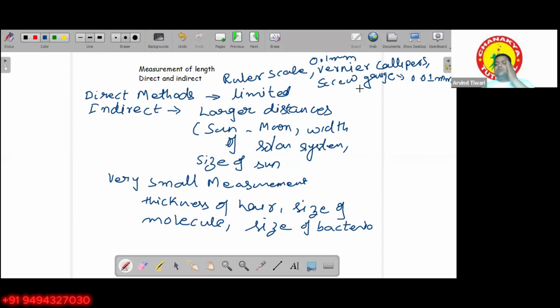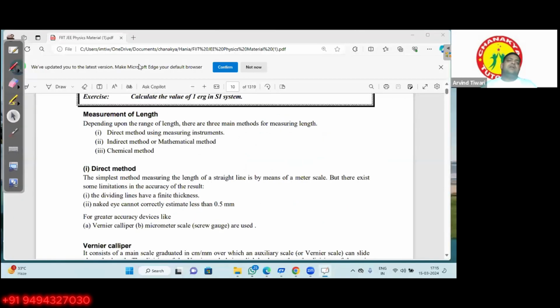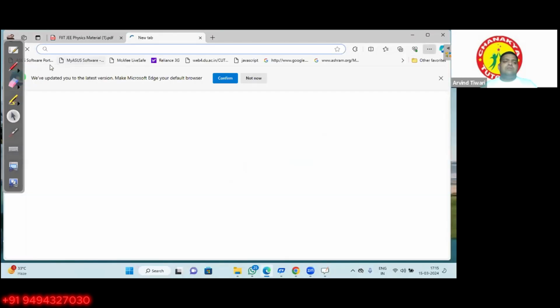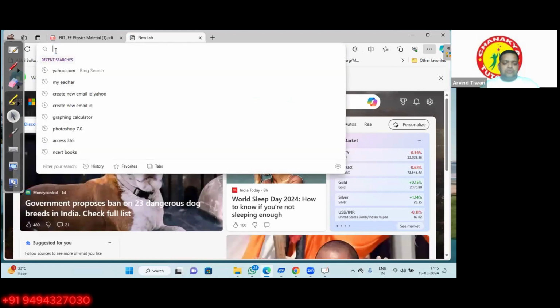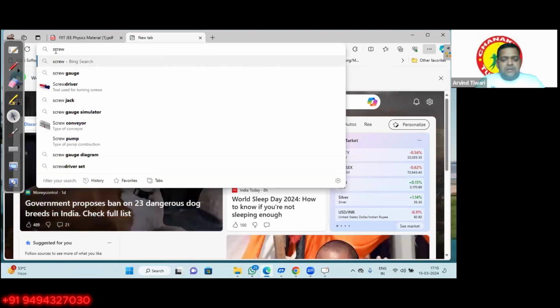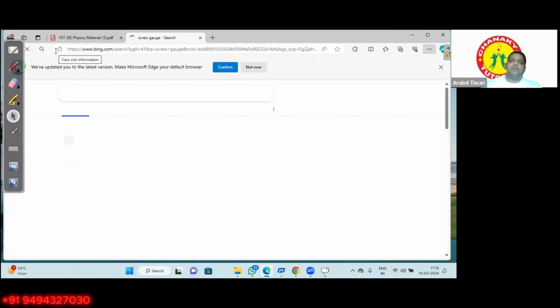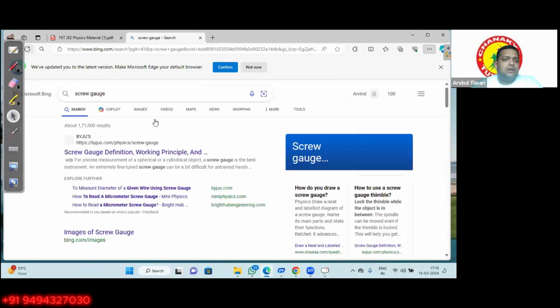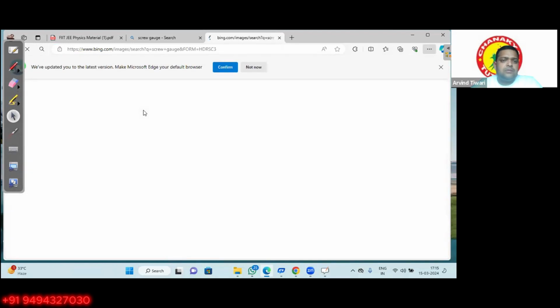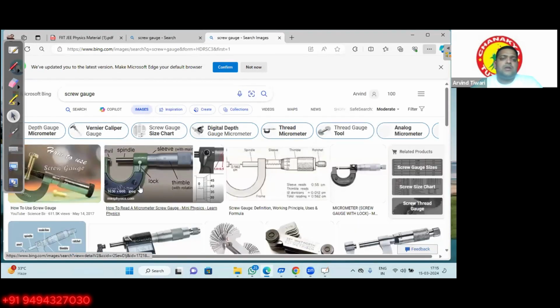We can use these instruments even to measure the thickness of a blade. The thickness of a paper can be measured using a screw gauge. I will show you the figures or the diagrams of the screw gauge and vernier calipers. See, this is an instrument called a screw gauge.